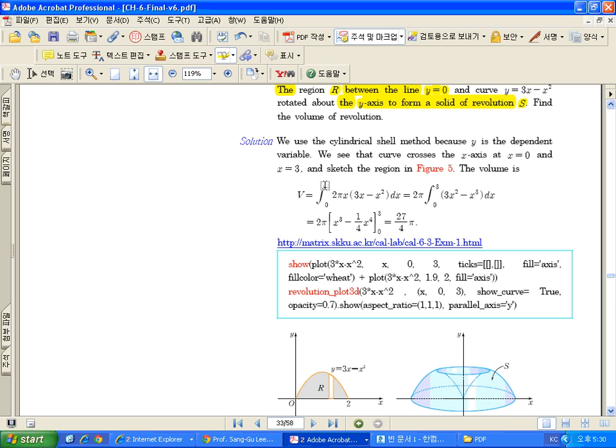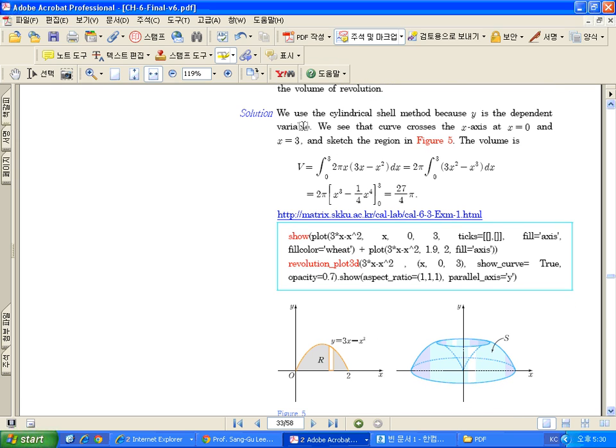As we see in figure 5, we use the cylindrical shell method because y is the dependent variable, and here x goes from x equals 0 to x equals 3. The curve crosses at x equals 0 and x equals 3. As we see in this figure, the whole volume can be obtained by rotating this slice and adding all such slices from 0 to 3, not 2. Here, this should be 3.